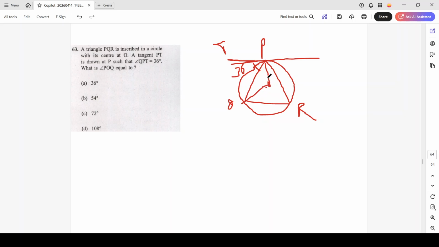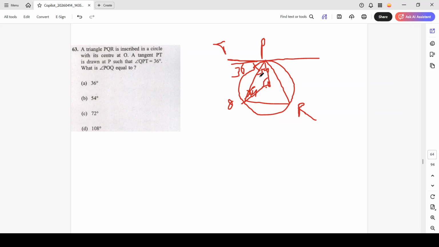This is the value we have been asked. So this is 36, and we know that the angle between the tangent and radius is 90 degrees. That means this will become 54, because 36 plus 54 is equal to 90. Then this will also become 54 because this is an isosceles triangle. This is an isosceles triangle because this is radius and this is radius. Radius is equal to radius, so that is 54.